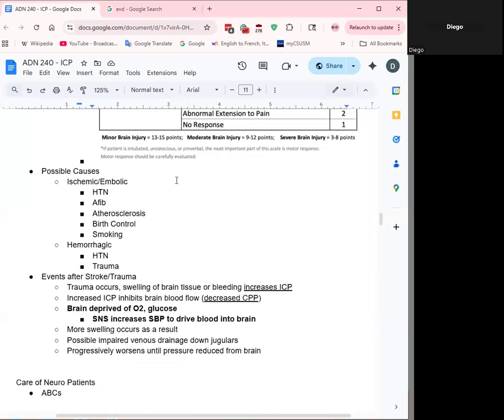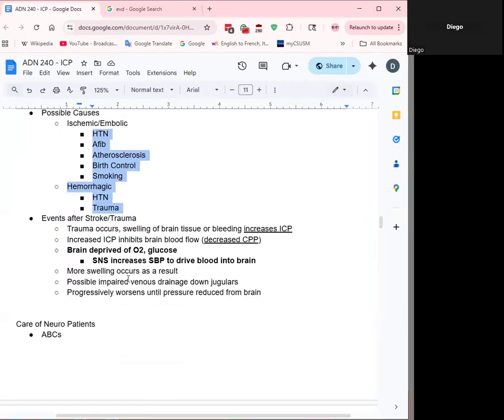So some causes of stroke, we have ischemic or embolic strokes versus hemorrhagic strokes, and here are some of the things that cause all that. After a stroke, there's going to be swelling of the brain, maybe afterwards, or the bleeding causing an increase in your ICP, which will then, based on that formula, since it's being subtracted from the MAP to make your CPP, will lead to a decrease in your cerebral perfusion pressure.